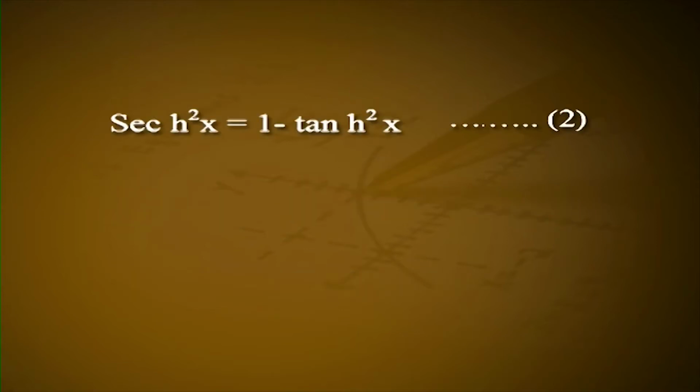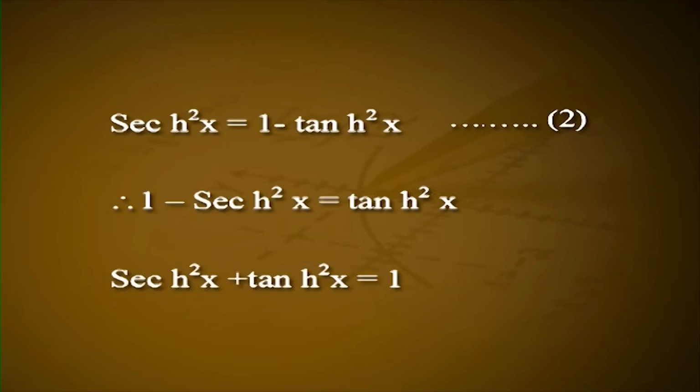sech²x = 1 − tanh²x. Equation 2: 1 − sech²x = tanh²x, so sech²x + tanh²x = 1.